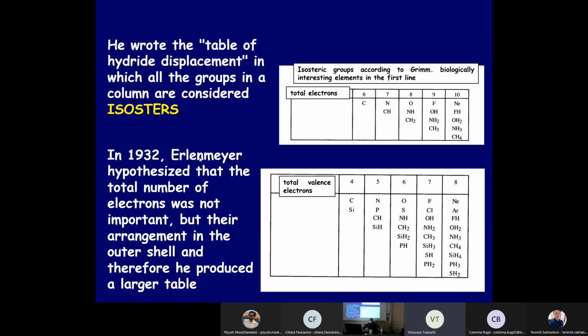In 1932, Hinsberg hypothesized that the total number of electrons was not important, but their arrangement in the outer shell. Okay. So more elements, you see, phosphorus, silicon, sulfur, but the approach, the strategy is the same. We add hydrogen to the element of the other column, of the previous column.